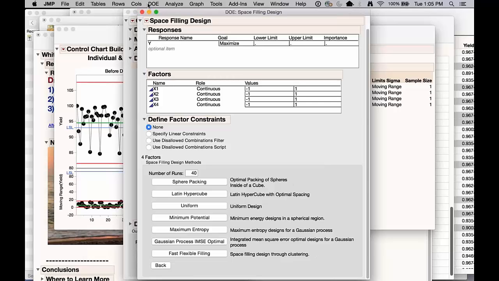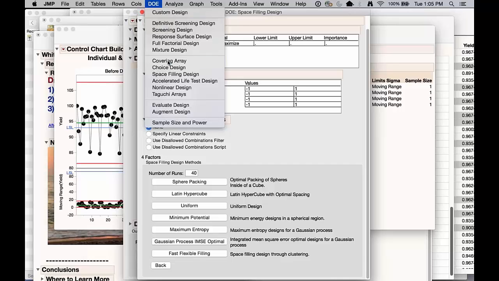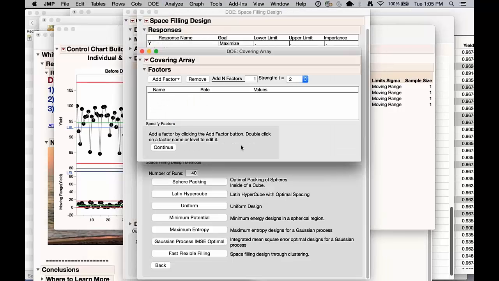The other thing, and I didn't mention it, but it's new, is actually covering arrays. We're one of the only pieces of software that actually offers space filling, covering arrays, custom designs, and definitive screening designs. They're very advanced. And the covering array allows you to make designs where you cover as many combinations of things as possible in the shortest amount of runs.